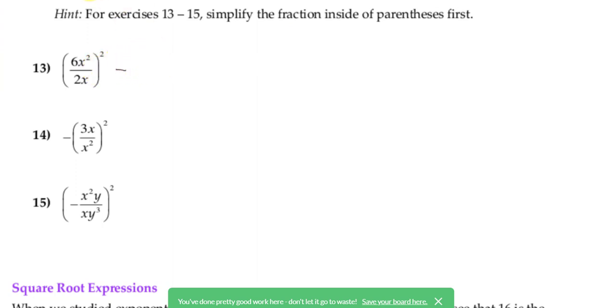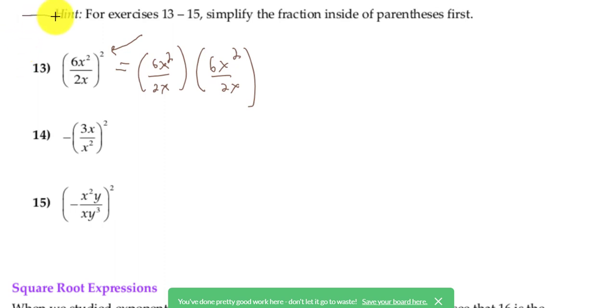I'm going to erase this, so don't copy this. I could write this as 6x squared over 2x, times 6x squared over 2x. That's what this squared does, it's repeated multiplication. But the hint says we should actually, before we do that, do what's inside the parentheses first. So I'm going to erase what I've just done and follow the hint.